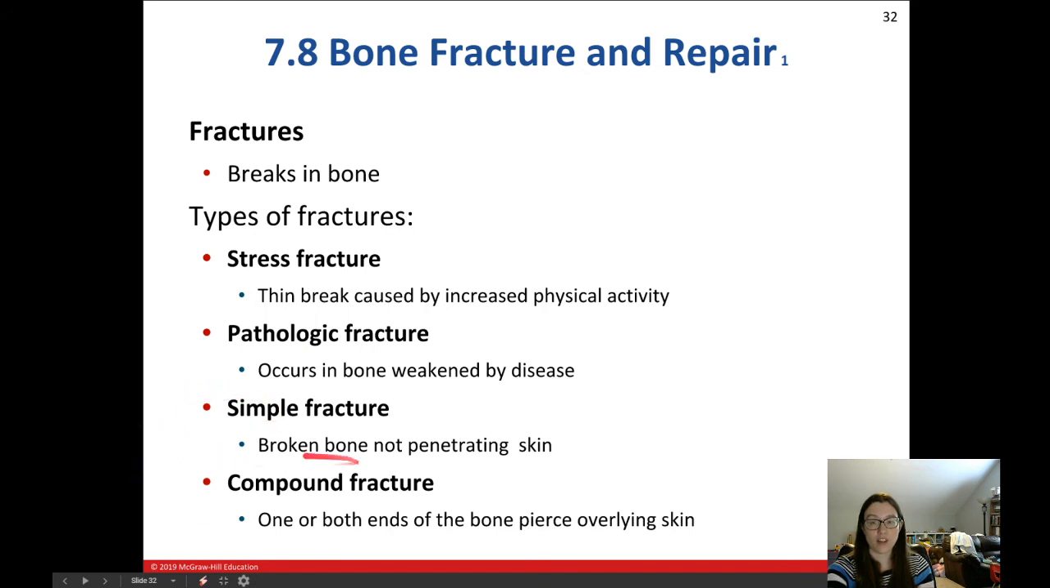A simple fracture is a broken bone that does not penetrate the skin. There may be a displacement, where the ends of the bone come apart, but they don't penetrate the skin.